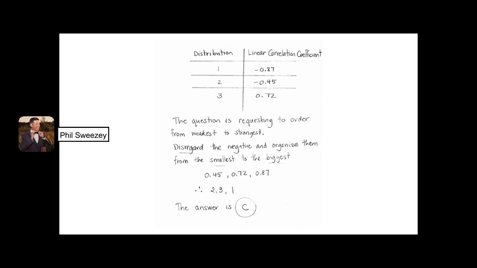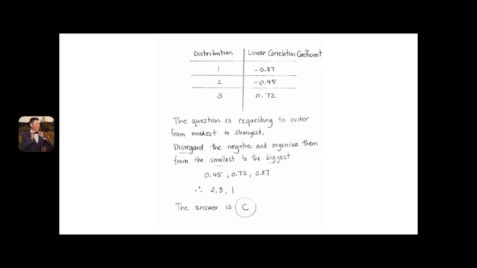As you can see, I've rewritten the question. I've put the label on the left-hand side and rewritten the linear correlation coefficient values. The question was requesting us to order it from weakest to strongest. In this case, we're not concerned whether or not it's positive or negative. We're more concerned with the actual value itself and how close that number is to one. So remove any negative and see which number is closest to one. The closer it is, the higher the correlation coefficient, the stronger the correlation coefficient.